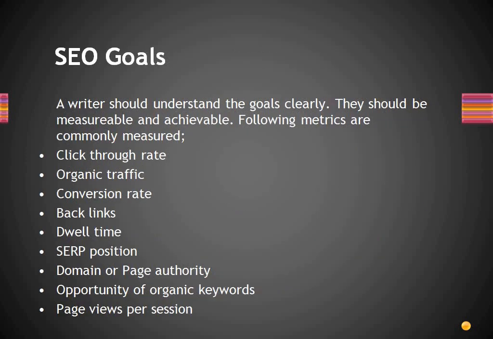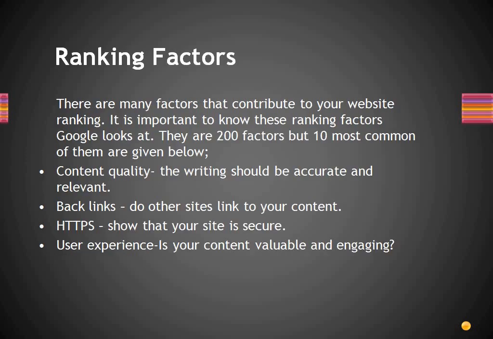SEO goals. A writer should understand the goals clearly. They should be measurable and achievable. Following metrics are commonly measured: click-through rate, organic traffic, conversion rate, backlinks, dwell time, SERP position, domain or page authority, opportunity of organic keywords, page views per session, ranking factors.